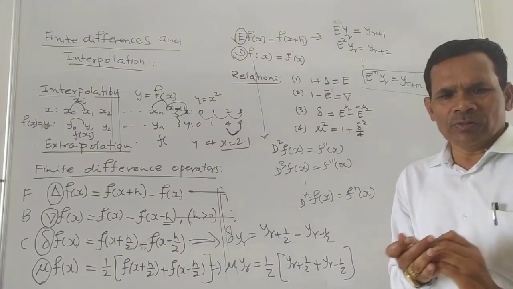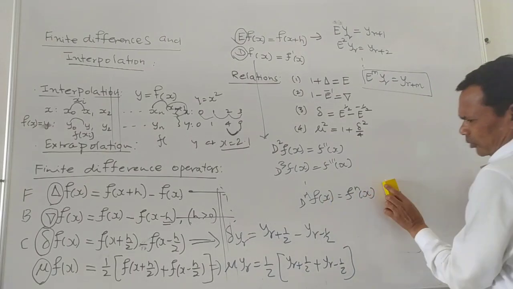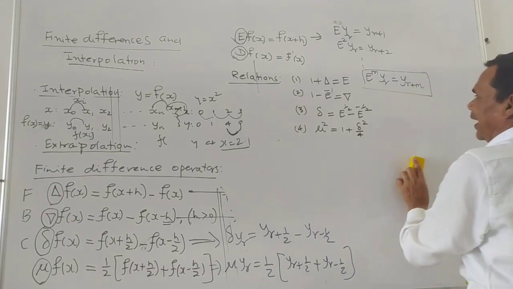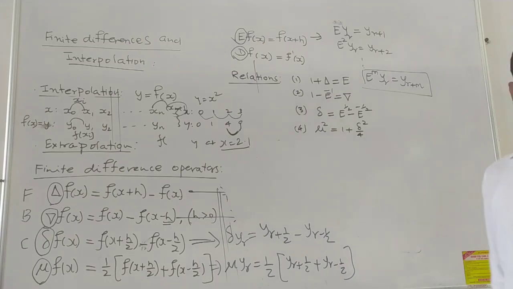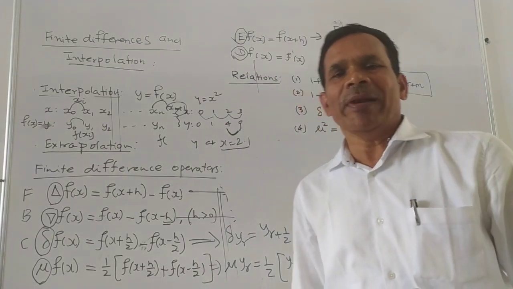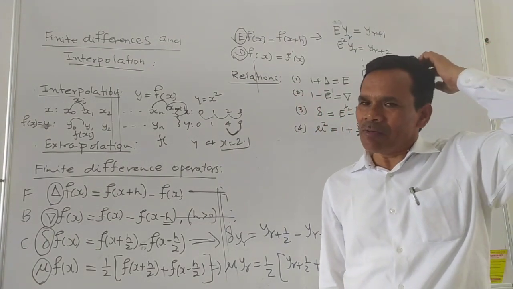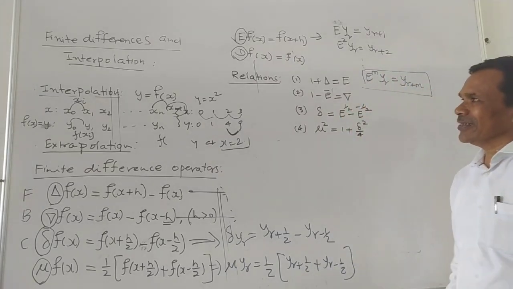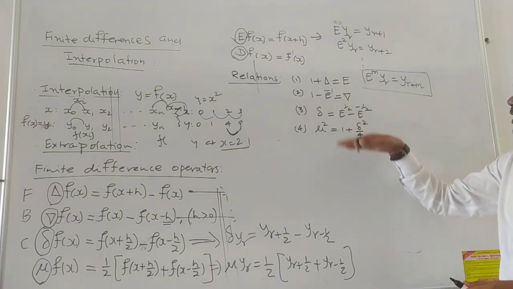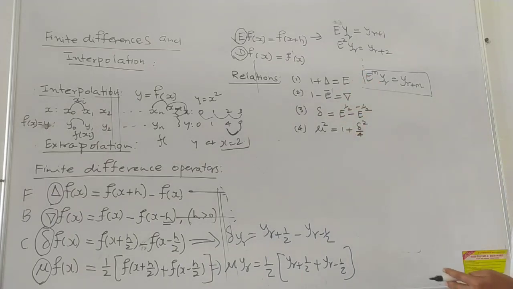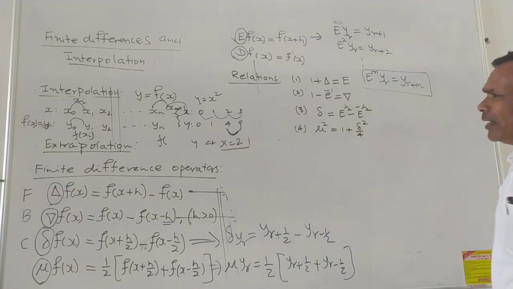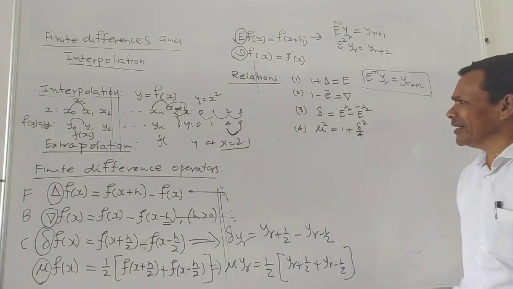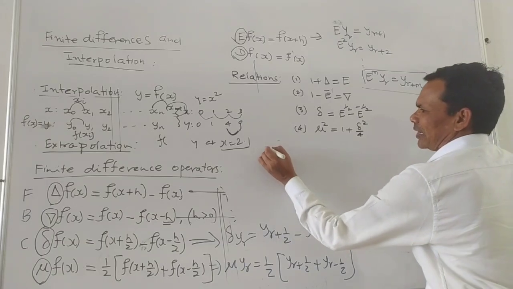So likewise, you can introduce these operators. We need their difference table, and we need these operators to prove certain formulas: forward difference, backward difference, Newton's formulae, Lagrange's formulae, and the things there. Now there are certain relations among these operators. They are interconnected. I have stated a few relations here, and you can try to prove them.